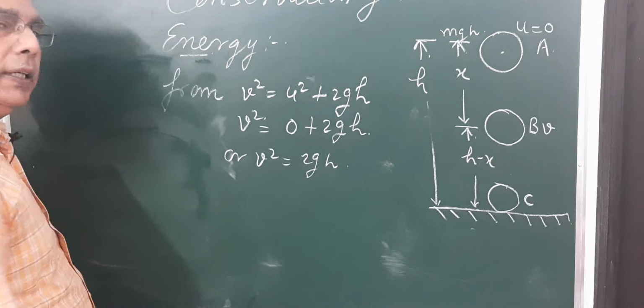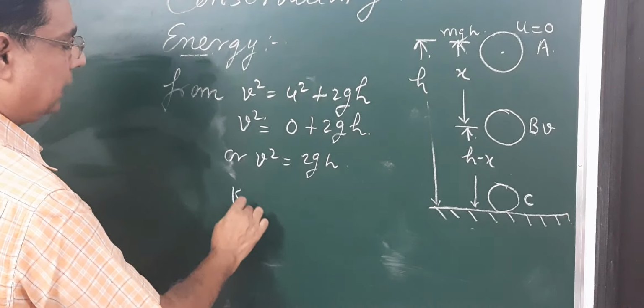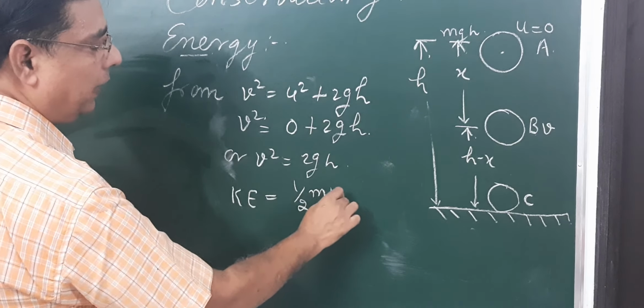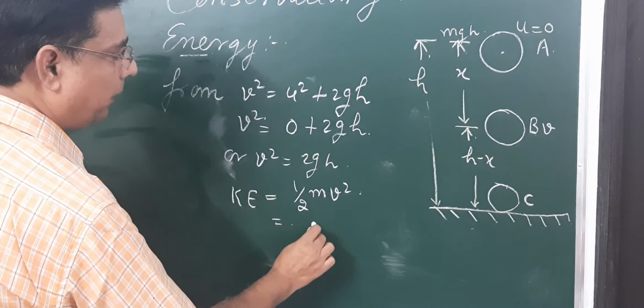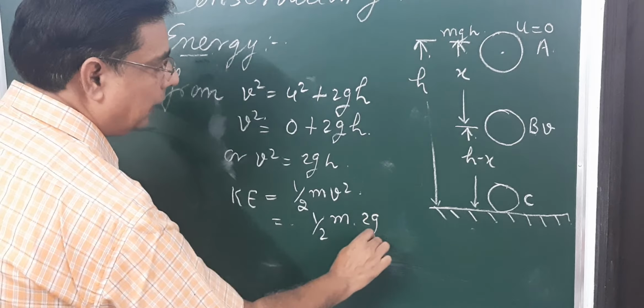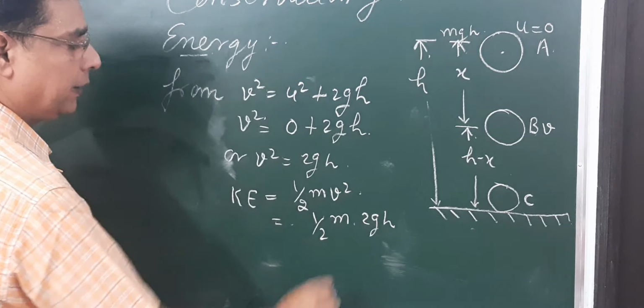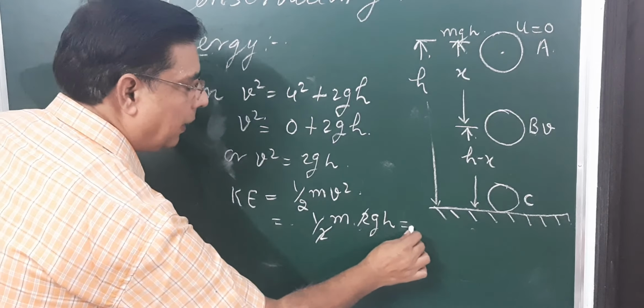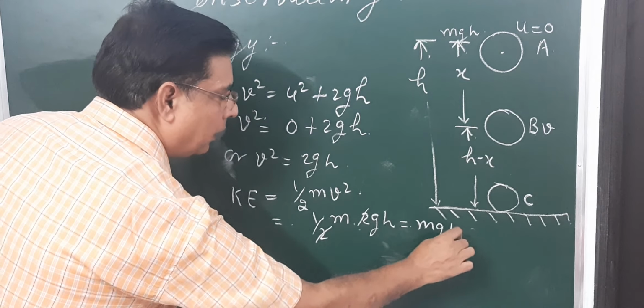What is its kinetic energy at this point? Kinetic energy equal to half mv square, and this is equal to half m into 2gh. We can put this value here in the place of v square, and this 2 is cancelled out, giving mgh.